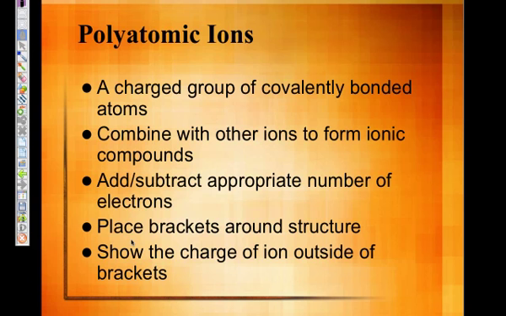Polyatomic ions. Polyatomic ions are charged groups of covalently bonded atoms. So we're going to have a group of atoms, but instead of being neutral, they have a charge attached to them. So they have extra or fewer electrons. They will combine with other ions to form ionic compounds. So when we draw a Lewis structure for a polyatomic ion, we're going to either add or subtract a number of electrons depending on what the charge is. Then we'll place brackets around the structure and show the charge outside of the brackets. But everything else will be the same.